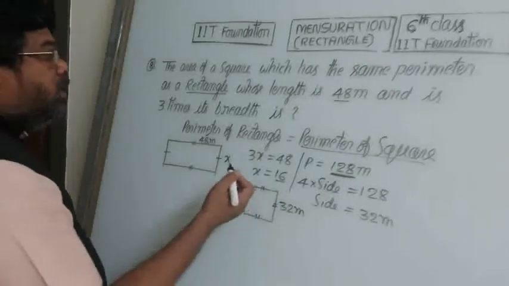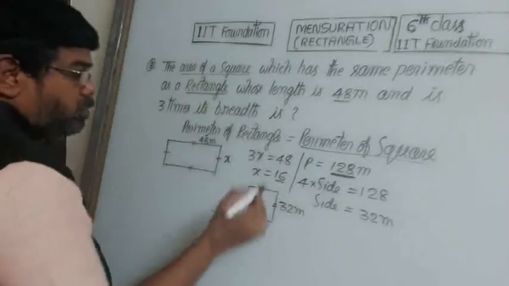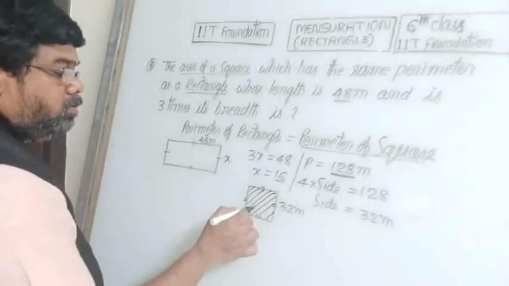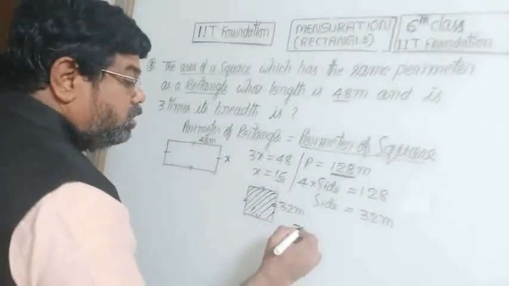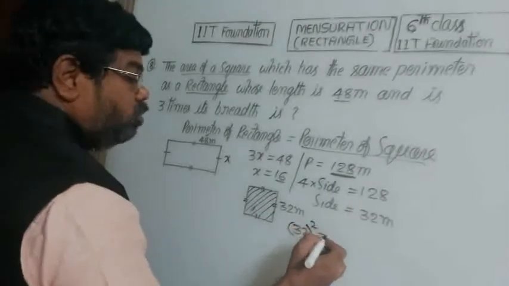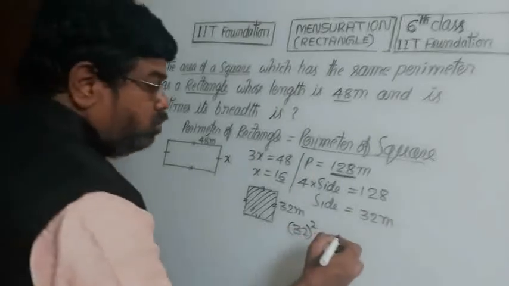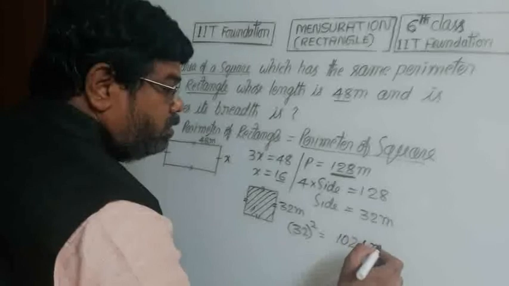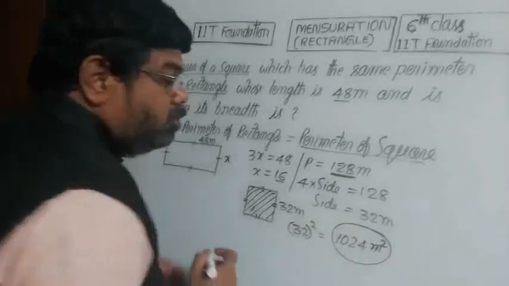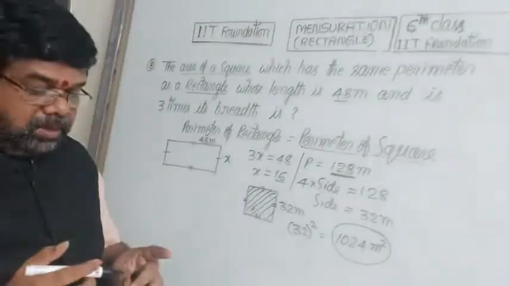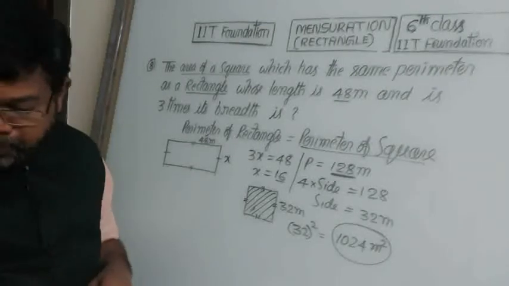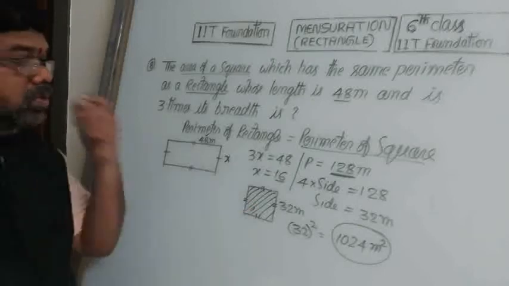We require the area of a square. What is the area of a square? How can you get the area of a square? Side square. Side square is 32 square. What is 32 square? 1024 square meters. So 1024 square meters, that is the area of the square field.